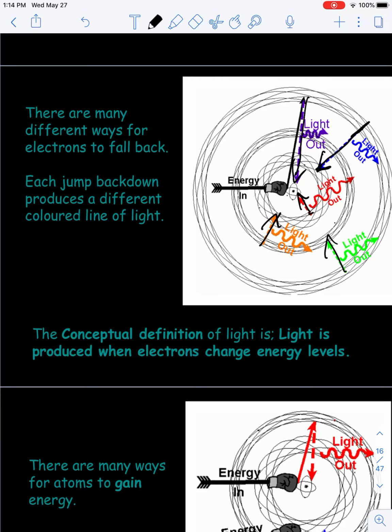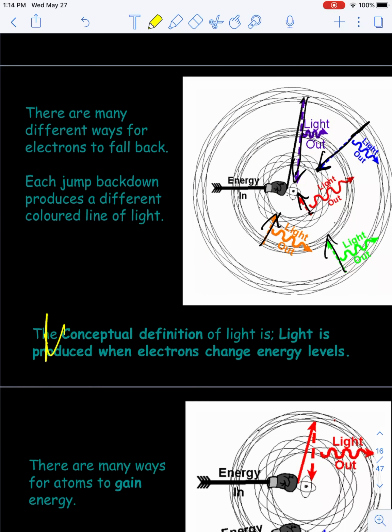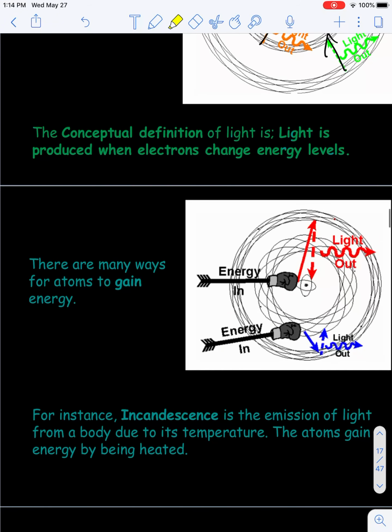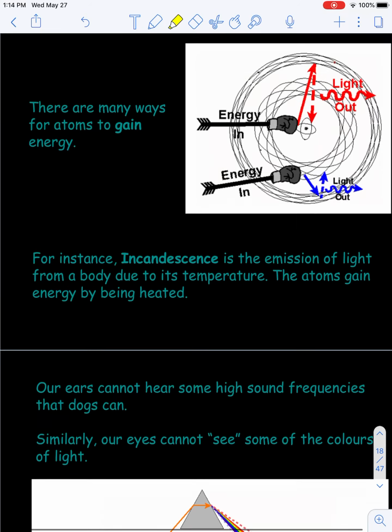So the conceptual definition of light, you're going to need this one. The conceptual definition, here it is, of light is: light is produced when electrons change energy levels. So there are many ways for atoms to gain energy. For instance, incandescence is the emission of light from a body due to its temperature. The atom gains energy by being heated. So adding heat will cause the electrons to jump up in energy level and then drop back down.